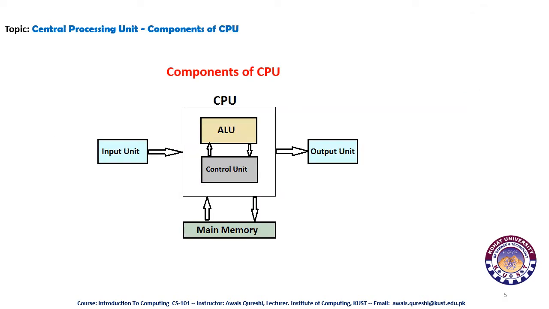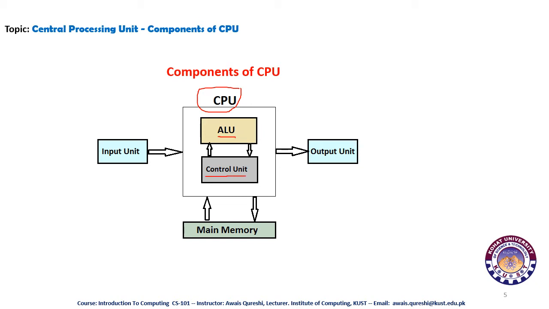So this is the diagrammatic illustration of the central processing unit. Here you can see the input is coming from the input unit. There are different input units like keyboard and mouse and some other input units. Inside the CPU, the central processing unit, you will find 2 further components. One is the ALU, and the second one is the control unit.